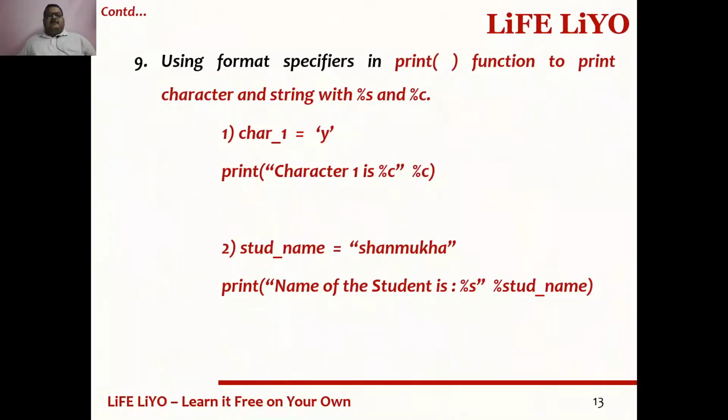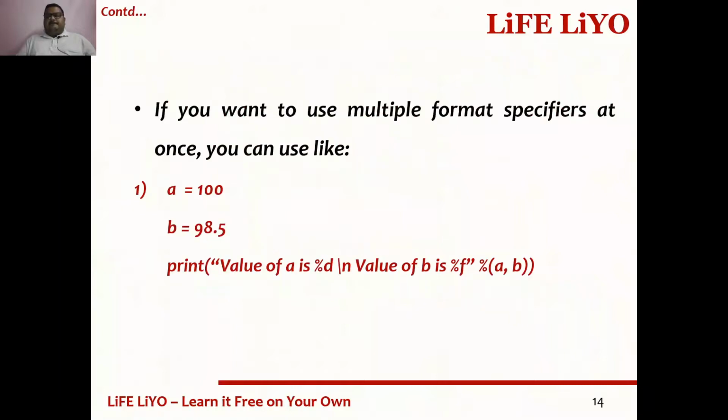Now this is the same example which we have discussed. So I have taken the char 1 as a Y, character 1 is %d, %c. So the answer is character 1 is Y. Student name is called Shanmuka. So if I print that one with the %s, the name of the student is Shanmuka. Now if you want to print the multiple format specifiers at once, just we have seen that whatever the format specifier we have given, after the space, percentage, and then in the parentheses keep all the variables one by one, separating by a comma. First %d. So it is going to be, think this one, %f with B.